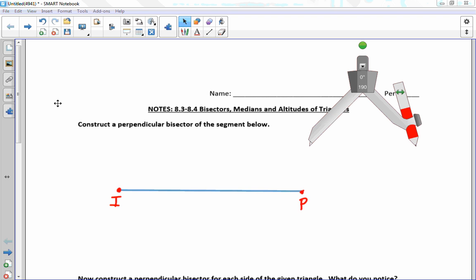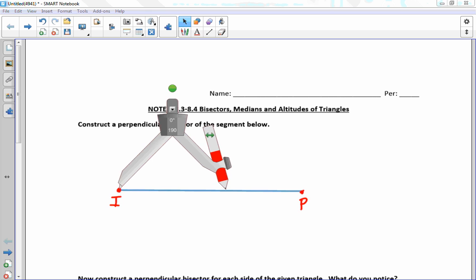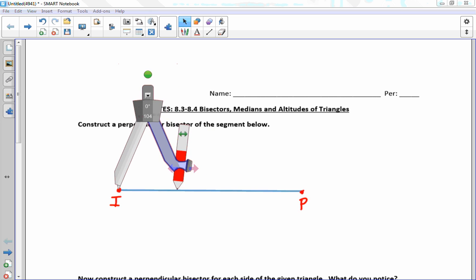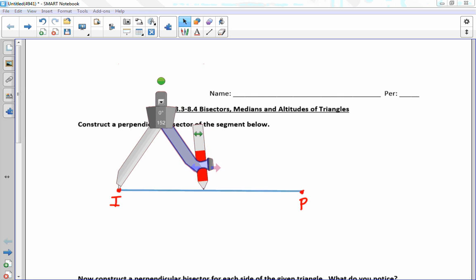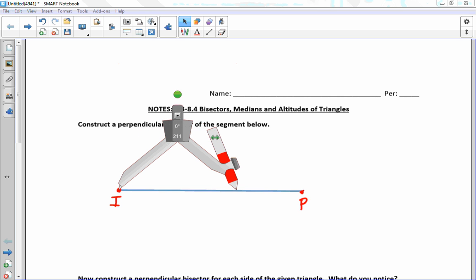Okay. You probably have constructed a perpendicular bisector of a segment before. Does anyone remember how to do it? Jeff? Where? How do you know that's exactly the middle? Okay. So put your sharp point on I. And how far out does this have to go? More than halfway. And then we draw an arc.